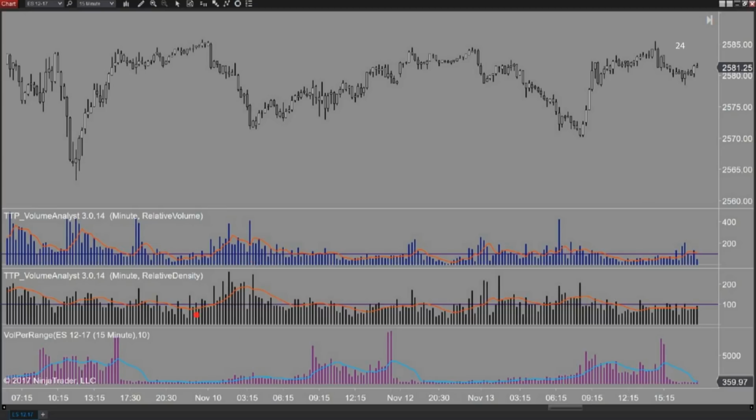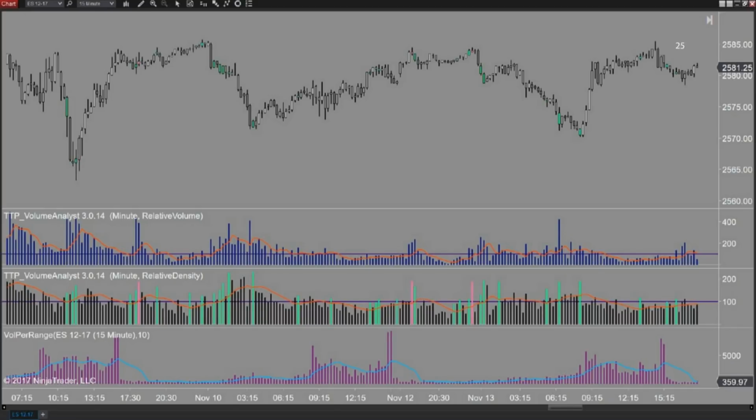Relative range, yep, relative density. So now we're looking at relative volume, relative density, and then comparing it to the volume per range. And here, what I've done now is turn on the high density and extreme density bars. These are going to be what make up the next signal that we're going to talk about.